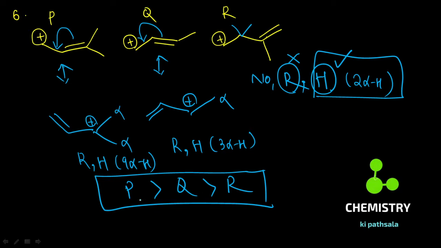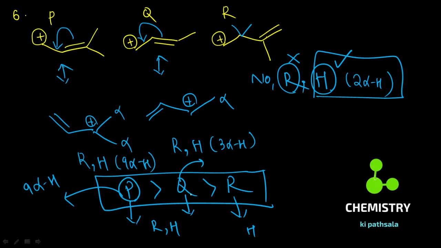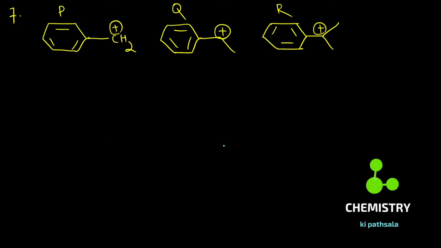Here, in the case of P and Q, both resonance and hyperconjugation are there. In the case of R, only hyperconjugation is there. And P dominates over Q because of a greater number of alpha hydrogens than Q, 3 alpha hydrogens. Clear? Now question number 7.